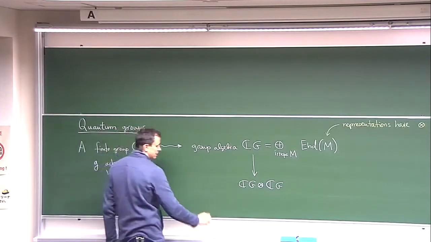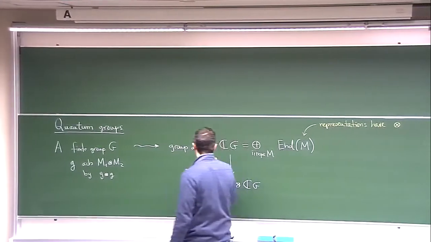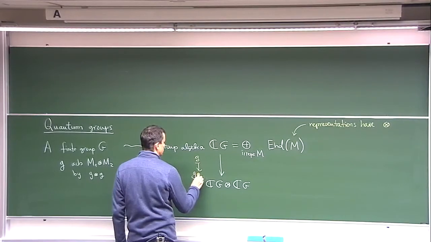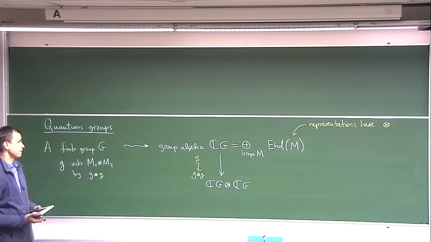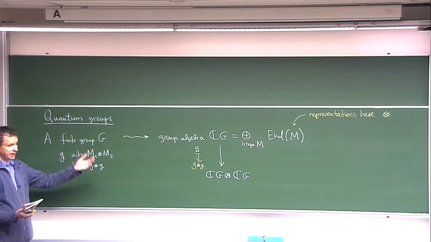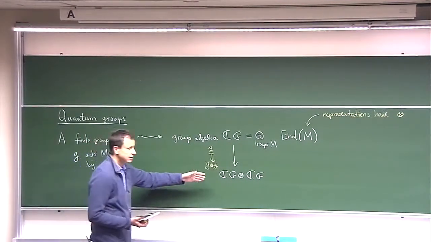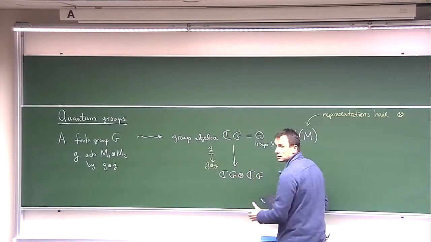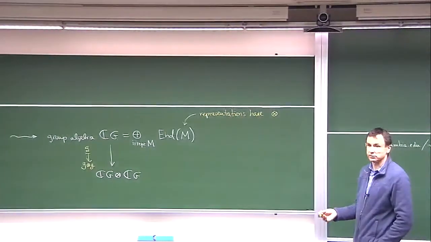Which sends g to g tensor g. So the tensor product of two modules is naturally a module over the tensor square of the algebra. And so if I have a map from an algebra to its tensor square, I know how to act on the tensor product of modules.